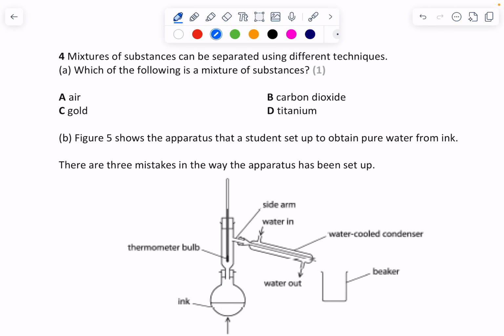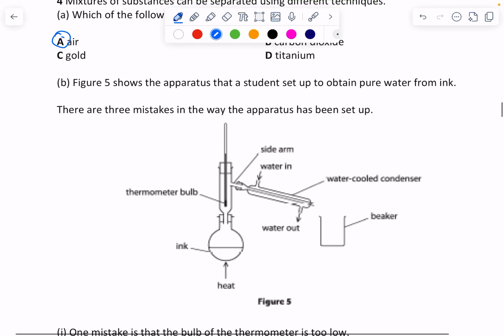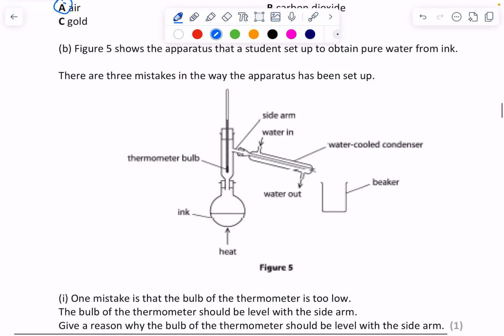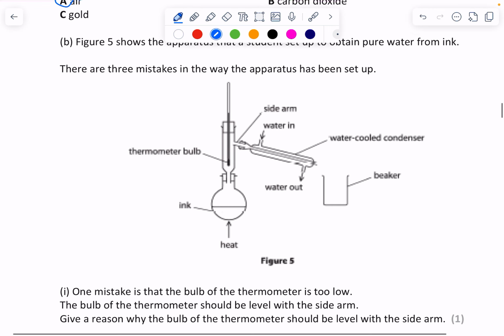Okay, so which one of these is a mixture? The only one in there that is a mixture is air. Gold and titanium are both on the periodic table, so they are elements, and carbon dioxide is obviously carbon and oxygen bonded together, so that's a compound.